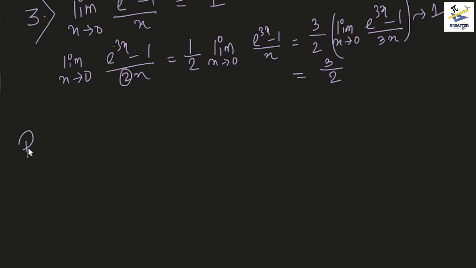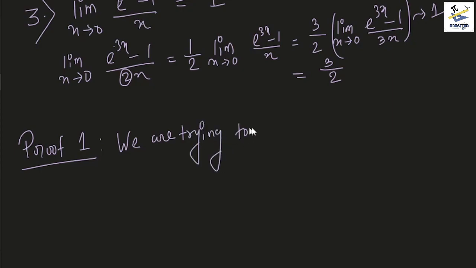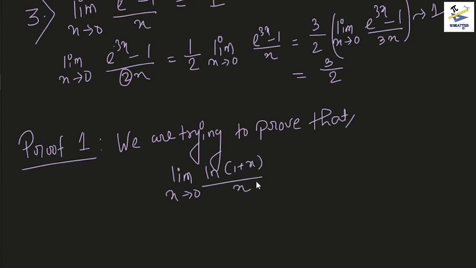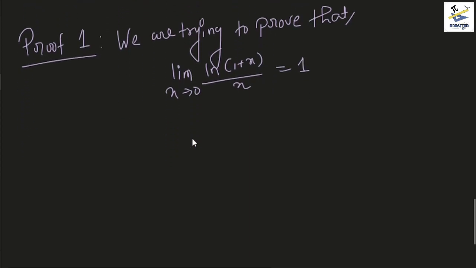So proof 1: we are trying to prove that the limit as x tends to 0 of ln of (1 plus x) by x is equal to 1. Okay, see, this is not a very easy proof, but we can walk our way through it. I'll just show you how.